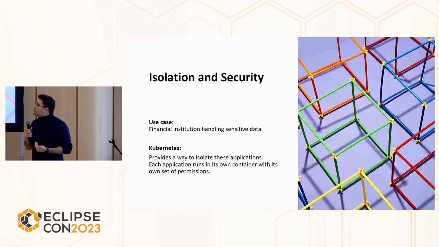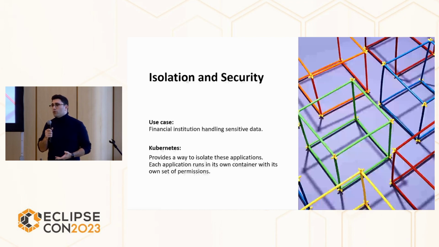Another thing which I think is very important is isolation and security. Cybersecurity is one of the most pressing topics up until now, and there are a lot of threats out there, so we need to be aware of it. One use case is a financial institution that handles sensitive data. Kubernetes provides a way to isolate these applications because we're using containers, and each application runs on its own with its own set of permissions. You can use role-based access control, network configuration, secrets, all kinds of stuff to make sure that it's really isolated and secure. Role-based access control helps you make sure who is in charge of the cluster and who can do what, and that is pretty awesome.